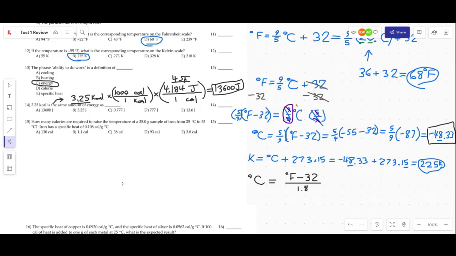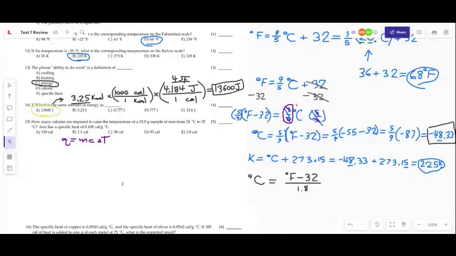All right, so let's go ahead and jump to 15. How many calories are required to raise the temperature of a 35-gram sample from 25 to 35 degrees Celsius? And this says iron has a specific heat. So this is another common equation in that particular chapter. You're going to have to use the equation Q is equal to MC delta T, or MCAT. Q is equal to MC delta T.